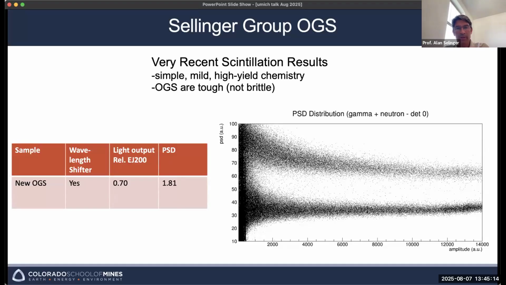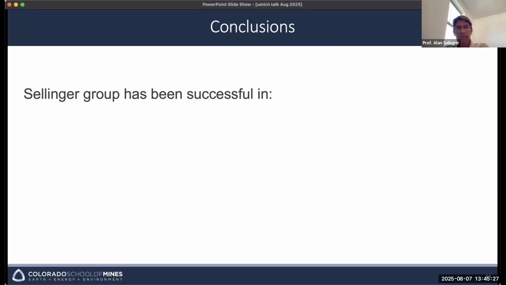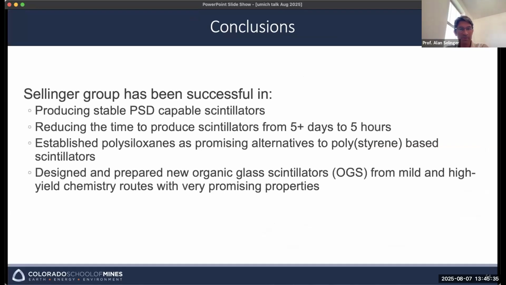So good light output, good PSD, and we're just at the very beginning of this. So we're very hopeful that this will lead to even more promising results in the near future. So it is 11:45, so I'll wrap up. I just have a conclusion slide: we have been successful in producing PSD capable scintillators that are stable. We've reduced the time to make these from 5+ days to 5 hours.